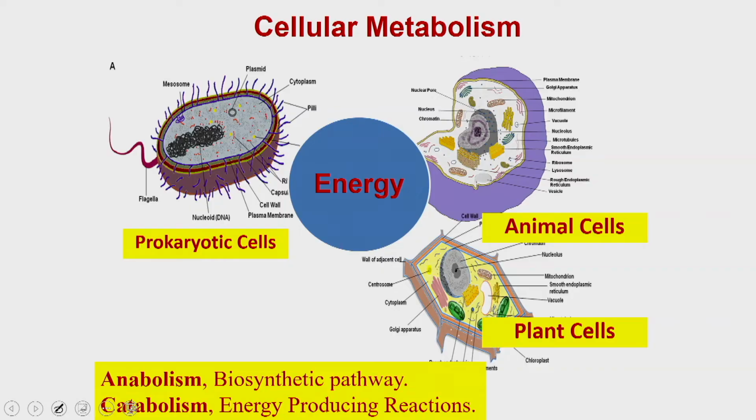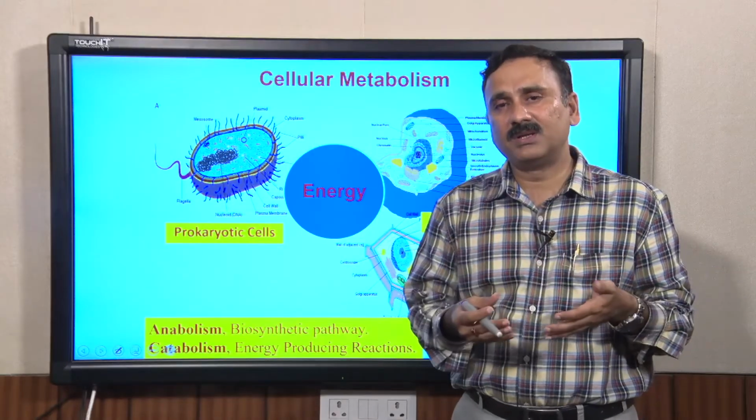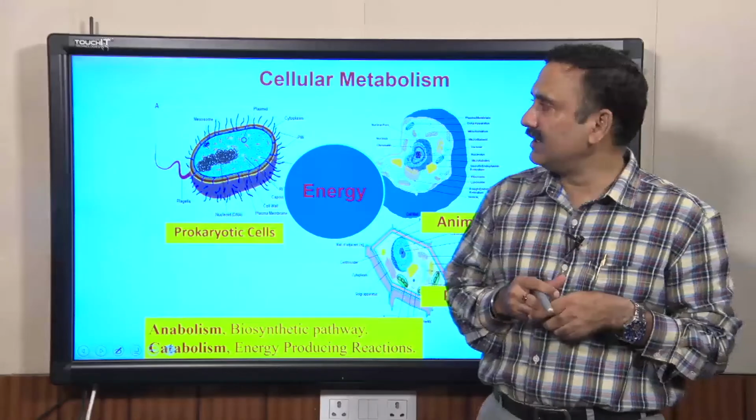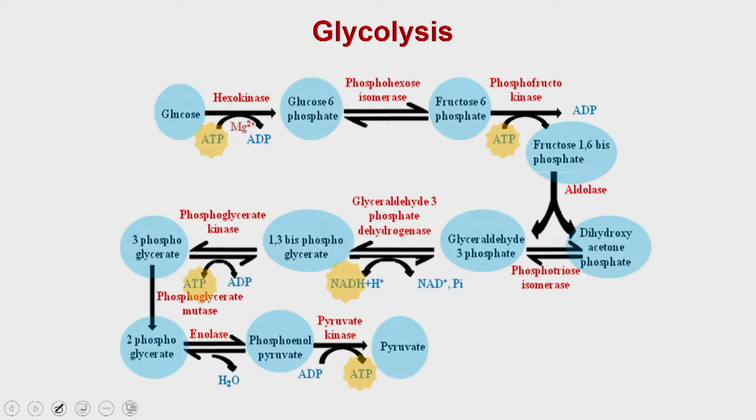So, apart from that, once we were done in module 1 with the basics of the host, then we moved on to understand the metabolism of the host, and in that context we have discussed the metabolism operating within prokaryotic cells, within the animal cell, and within the plant cells. So, we have discussed the anabolic pathways, which means the biosynthetic pathways, or the catabolic pathways, which means the energy producing reactions. In this context, we have discussed glycolysis.